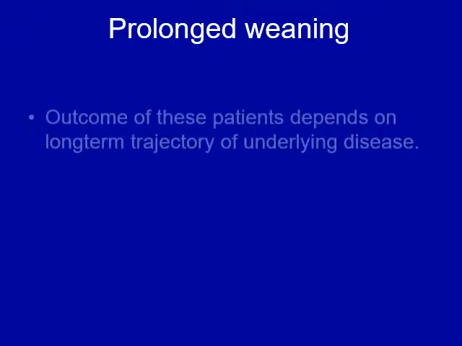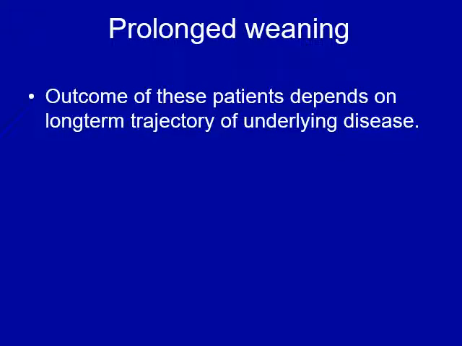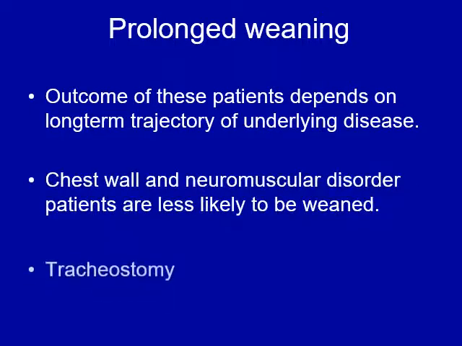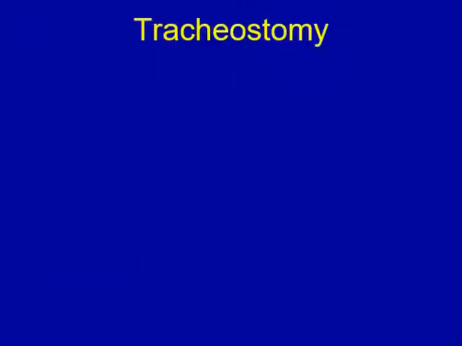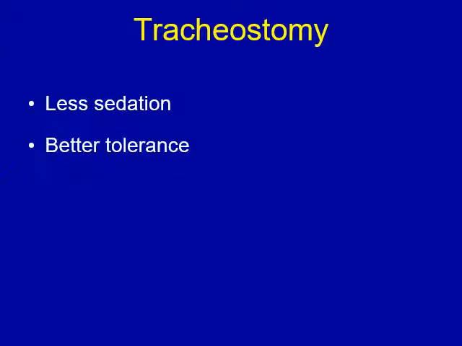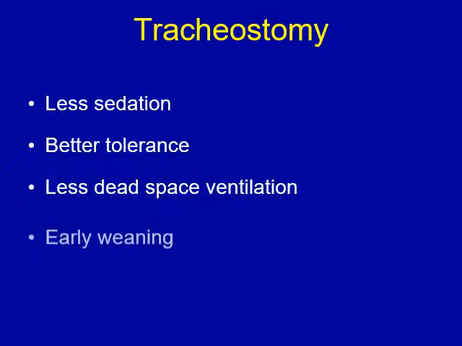Now coming to prolonged weaning. The outcome of these patients with prolonged weaning depends upon the underlying disease. Usually patients who have chest wall abnormalities and neuromuscular abnormalities are less likely to have weaning success. So these patients, better they go for a tracheostomy. And the advantages of tracheostomy are, one, less sedation is required, suction is easier, dead space is less, and also tolerance is better.